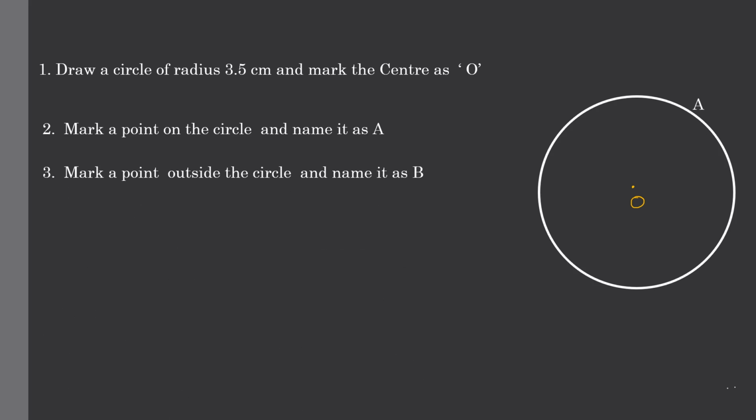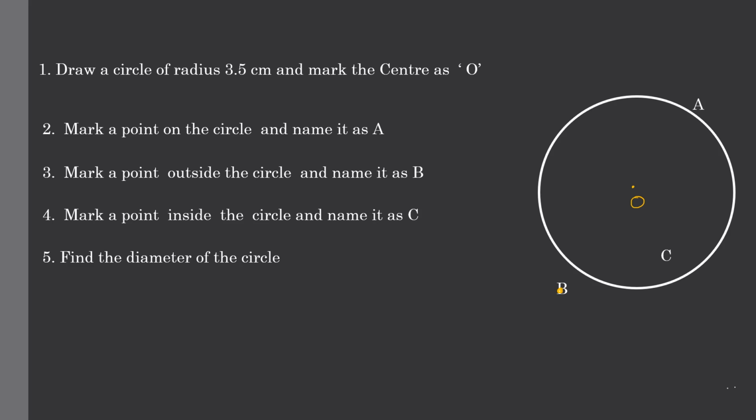Now, mark a point outside the circle and name it as B. There are so many options, and I am marking a point here and naming it as B. Next, mark a point inside the circle and name it as C. You can mark any point inside the circle and call that as C. So I am taking this point as C.